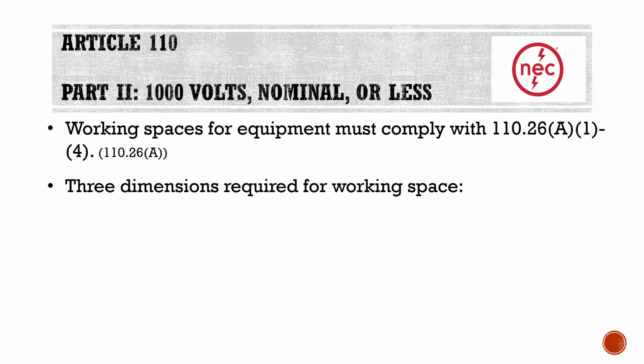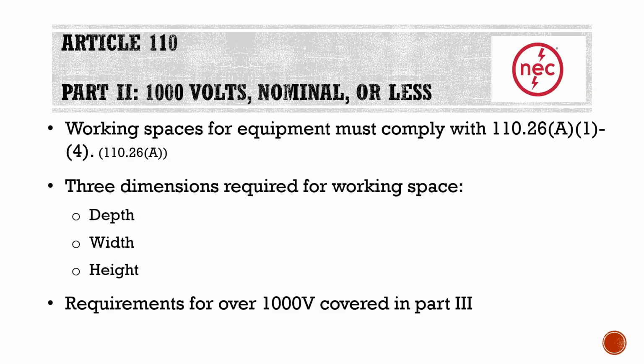So as I just kind of prematurely mentioned, we have three dimensions required for working space, which are going to be depth, width, and the height of the space. You have to think we're talking a three-dimensional space, so we have all three of those we have to consider. And requirements for over 1,000 volts are covered in Part 3. As I mentioned in our last lecture, I typically don't go over the 1,000 volts and over requirements, because once you learn the 1,000 volts and less, it's just going to be different numbers essentially for the 1,000 volts and over.